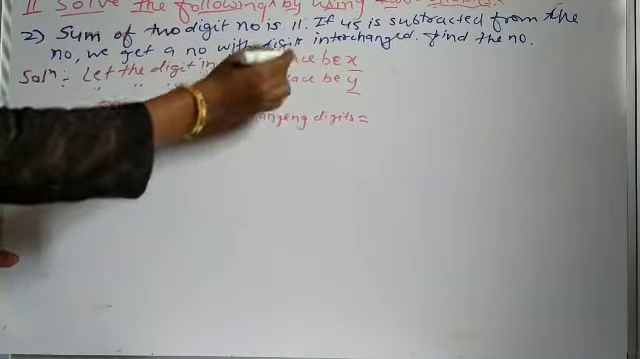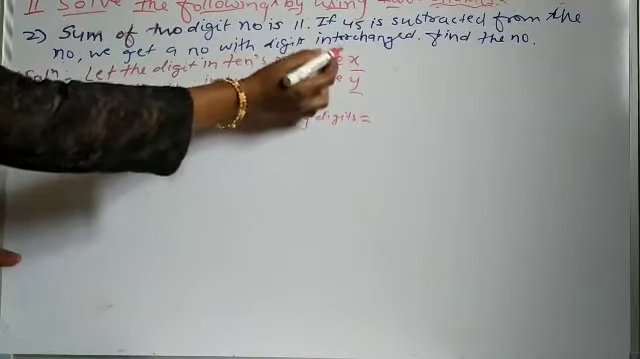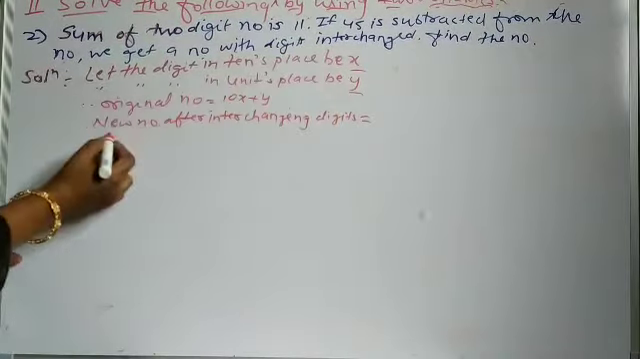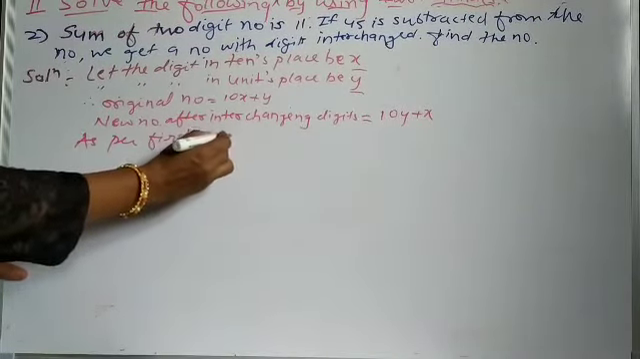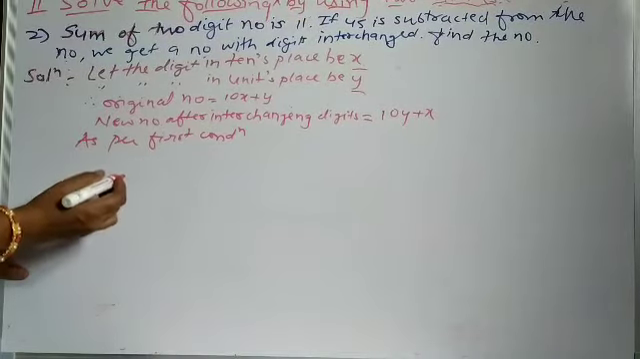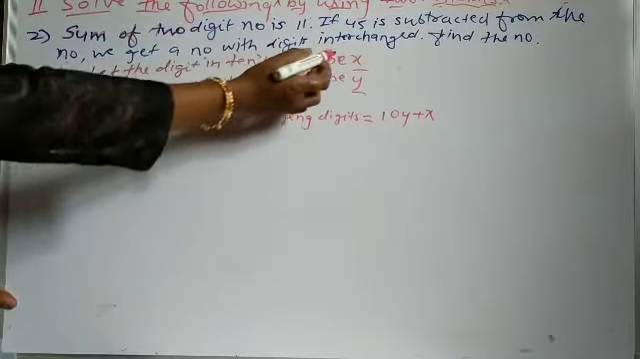Now if you interchange the places, the digit you have taken in tens place will go to units place, and the units place digit will come to the tens place. So after interchanging the digits, you will get the new number as 10y plus x. Now as per the first condition, the first statement: the sum of the digits of the two-digit number is 11. Tens is x, units is y, so the sum of these two digits is 11. This is equation number 1.